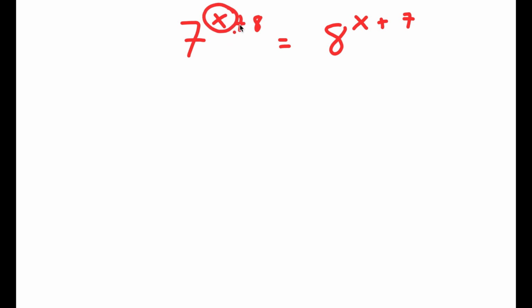Alright, so for this video, I'm going to be solving the equation 7 to the power of x plus 8 is equal to 8 to the power of x plus 7. So to start, I'm going to first figure out the variable I'm finding. My only variable in this equation is x, so that's obviously what I'm going to be solving for. And now for my actual solution.